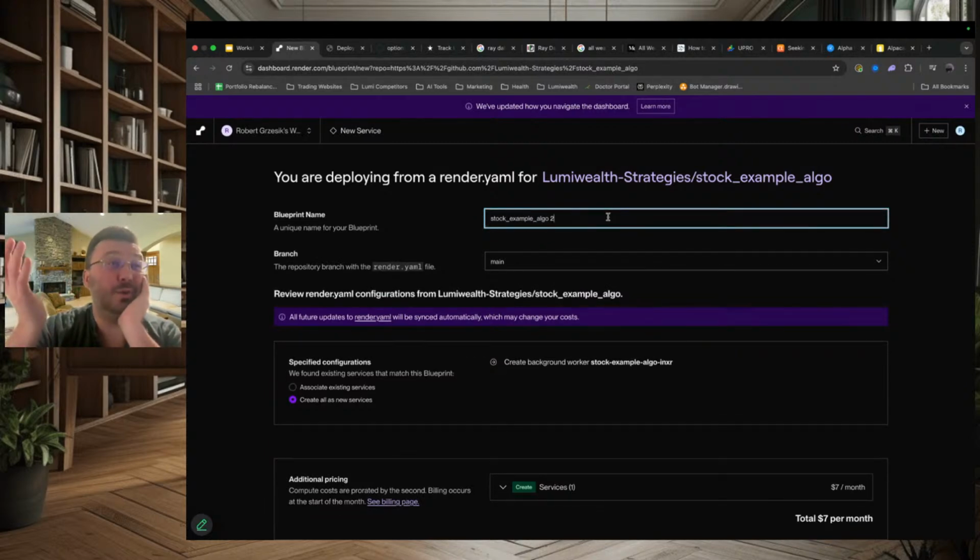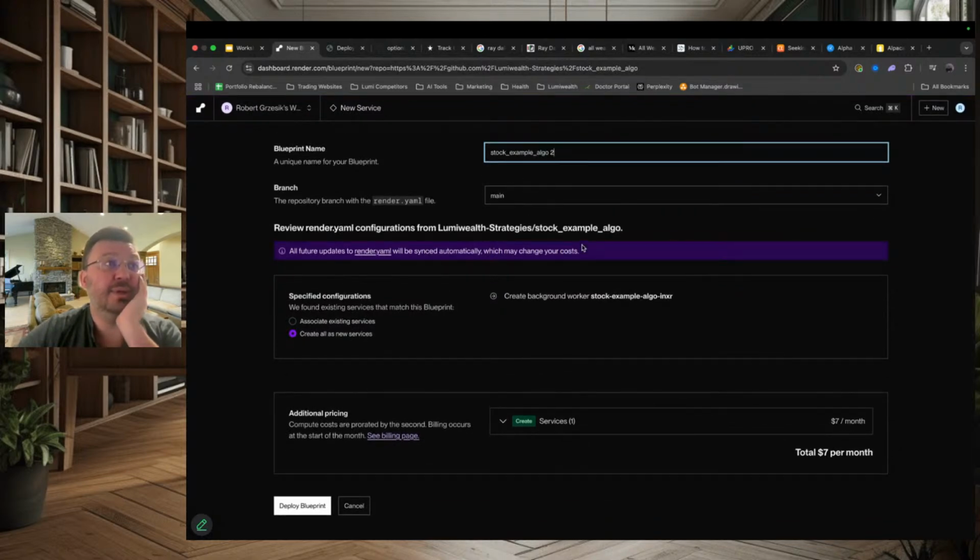You could call it whatever you want, whatever you want to remember it by. Again, I usually name it the algorithm because I run so many of them. I'm running like 50 of them or something like that, so it really is helpful to me to organize it well. But for you, if you're running this, you can name it whatever you'd like. Fill that in, and now you can click on this button in the bottom left-hand corner that says deploy blueprint.